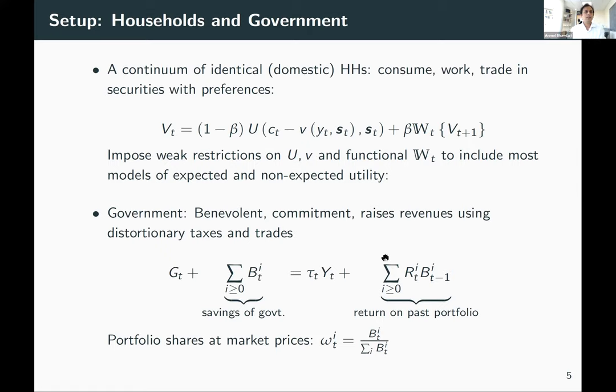In any period, the government comes in with the returns on its past portfolio, where R_{i,t} is just the holding period return from t minus one to t. You have the tax revenues, and these funds are either spent on some exogenous spending G, or they're invested for the next period, which is B_{i,t}. What we'll be interested in are portfolios, which are denoted by omega, and omega_{i,t} is just the share of B_{i,t} in the sum of the B_{i,t}. Just to make sure I don't confuse you, these portfolios are all measured in the market value of debt. So B is the market value of the security, and B_i is the market value of security i.